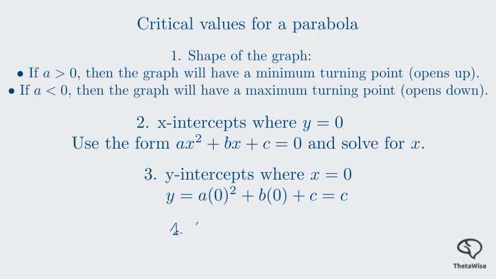Fourth, we find the axis of symmetry. As we discussed, this is the vertical line that divides the parabola into 2 equal parts. Its equation is given by x equals negative b divided by 2a. This formula is absolutely essential.